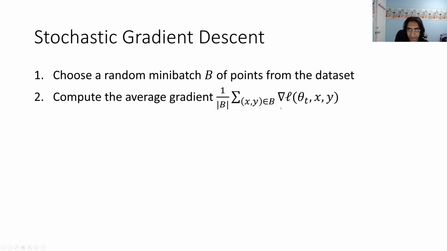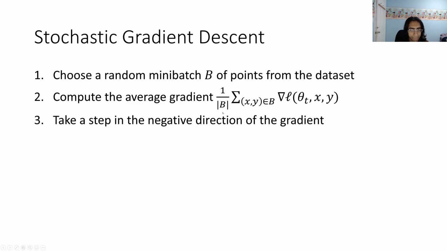And we average this over all points in this mini batch that we sampled. And then we take a step in the negative direction of the gradient. That is, we basically say that theta t plus 1 is equal to theta t minus some learning rate times this quantity here. And we just repeat k times, let's say. You do this again and again and again. So very simple stochastic gradient descent.